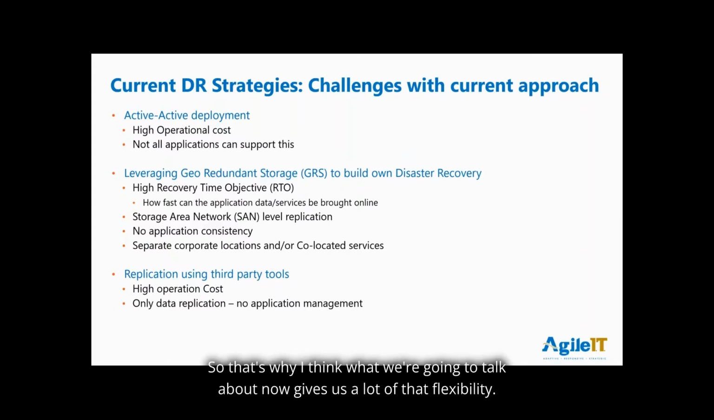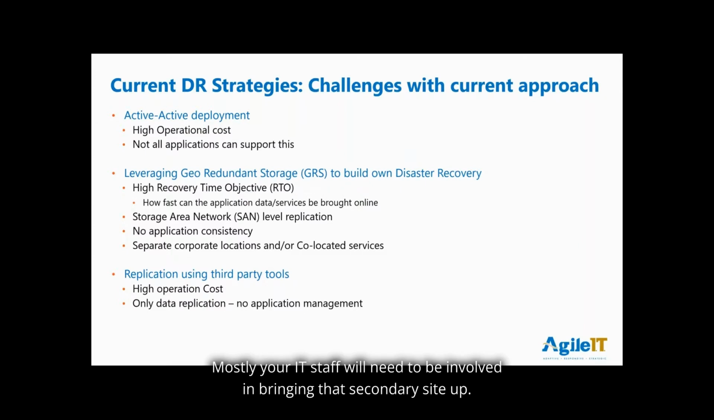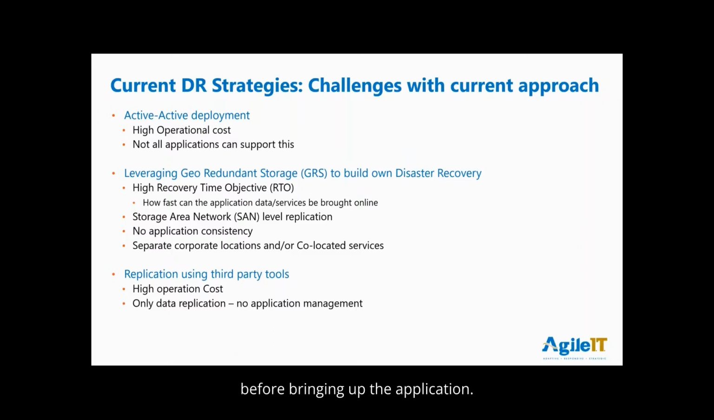So that's why I think what we're going to talk about, the solution now, gives us a lot of that flexibility. Well, also the complexity of the solution, right? Yeah. Mostly your IT staff will need to be involved in bringing that secondary site up. If there's a fire going on, like currently in California, or if there's a natural disaster, they're probably going to tend to that first before bringing up the application. Yeah, great point.